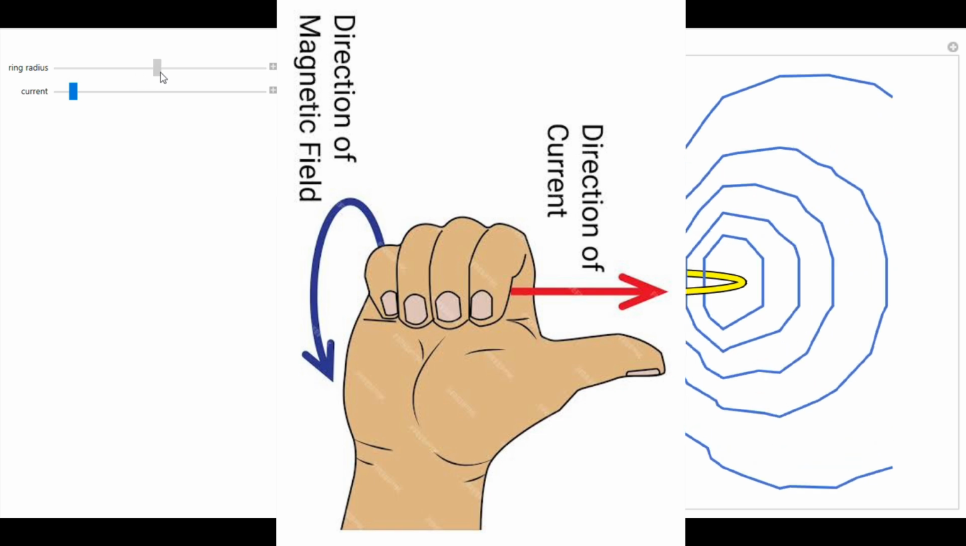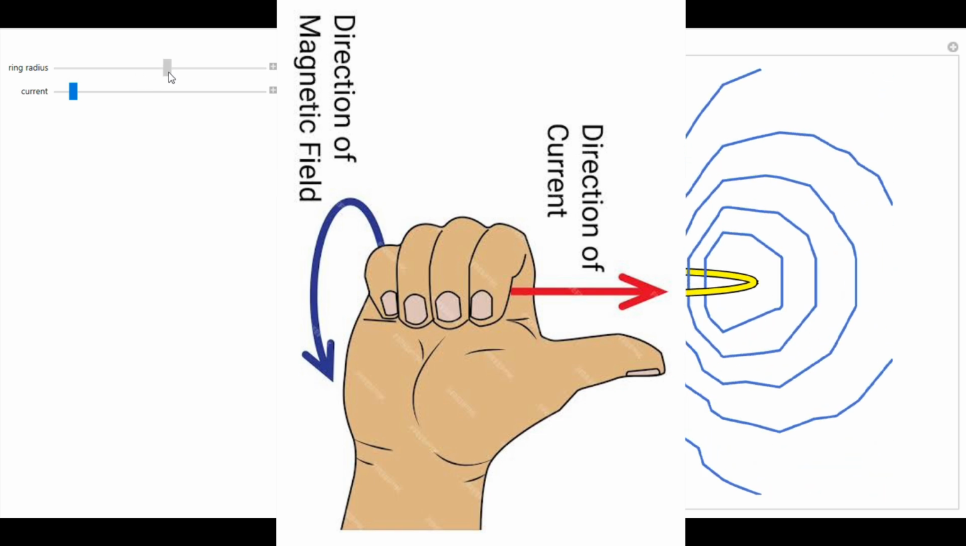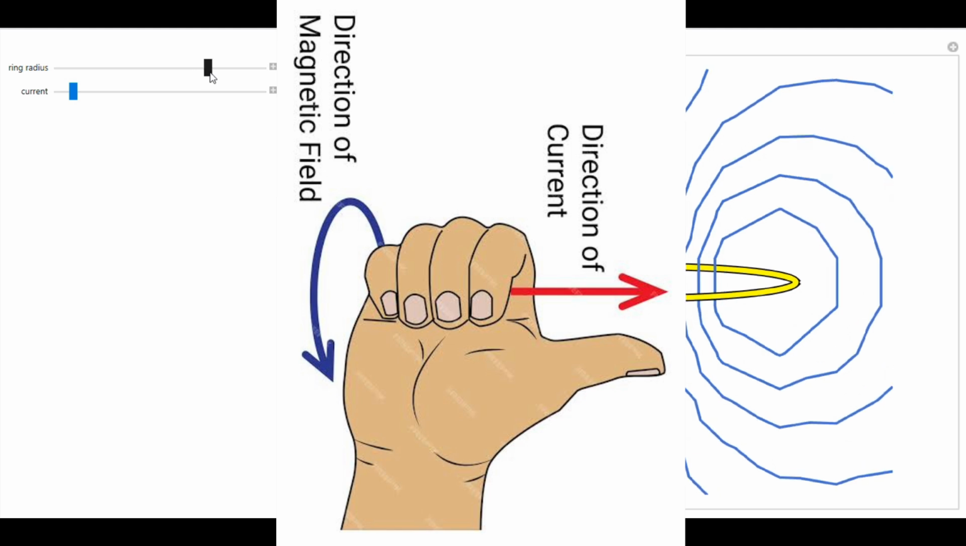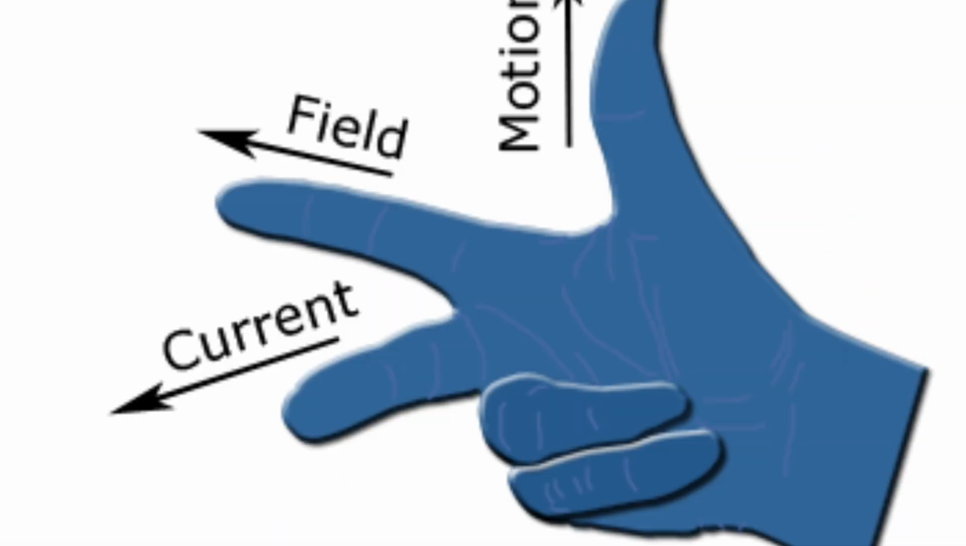Using this rule, we can see that a counterclockwise current produces magnetic field lines that point upward inside the loop and downward outside the loop. This simple rule is incredibly helpful for visualizing and predicting the behavior of magnetic fields in various situations.